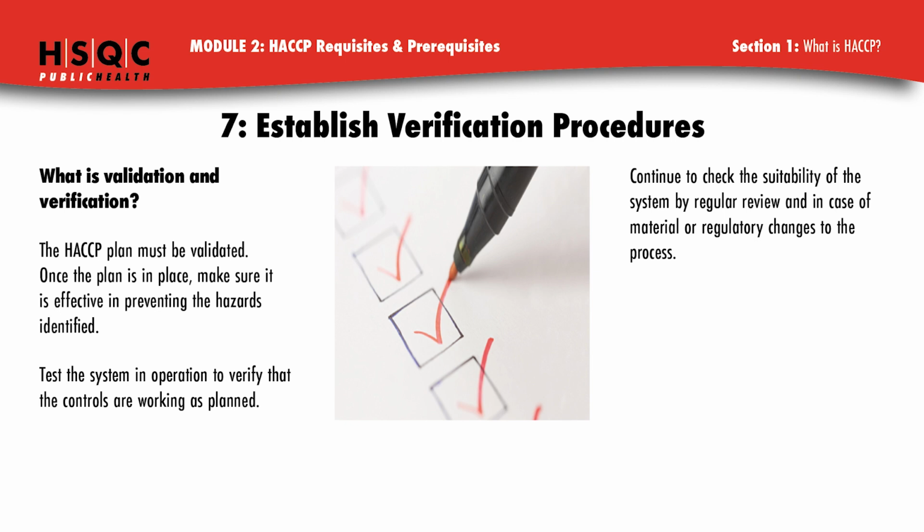7. Establish verification procedures. What is validation and verification? The HACCP plan must be validated. Once the plan is in place, make sure it is effective in preventing the hazards identified. Test the system in operation to verify that the controls are working as planned. Continue to check the suitability of the system by regular review and in case of material or regulatory changes to the process.